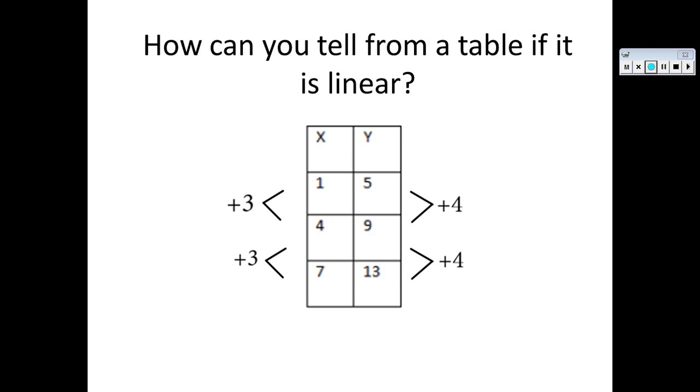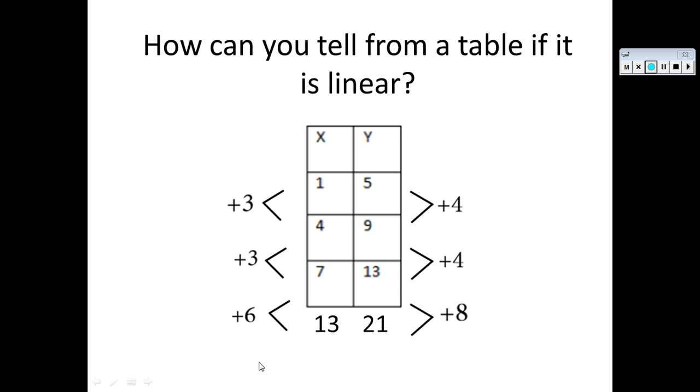Now we have done examples where I can add a fourth point, ordered pair here, 13 and 21, and when I look at the change from 7 to 13, it's not adding 3 anymore, it's now adding 6. If I look at the change from 13 to 21, I'm not adding 4, I'm adding 8 now. So some people would look at that data and say that because the rate of change is not the same throughout, that it would not be linear.